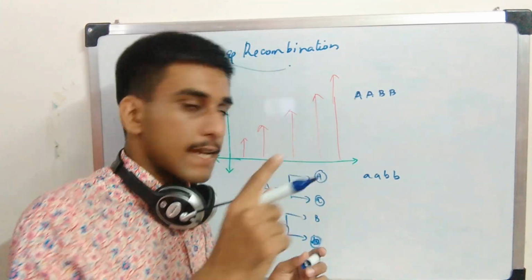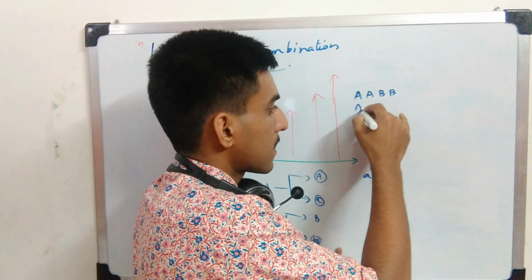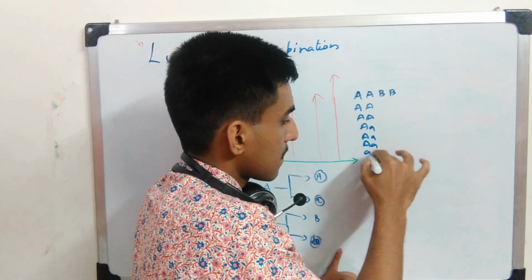Yesterday I said that there is a shortcut method to find the F2 genotype. So I am writing the F2 genotype here, AA.